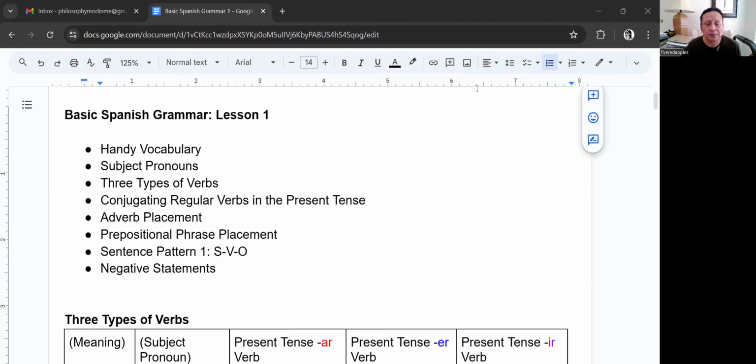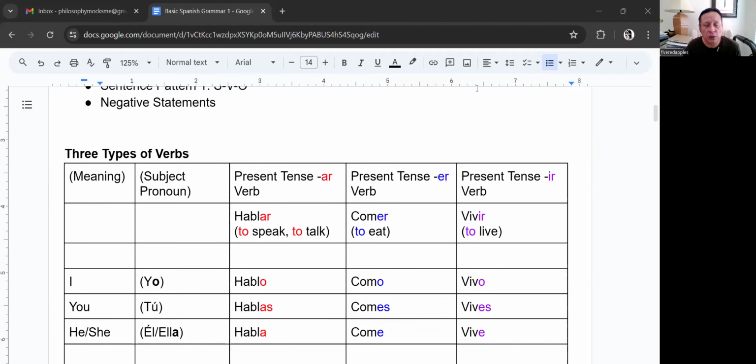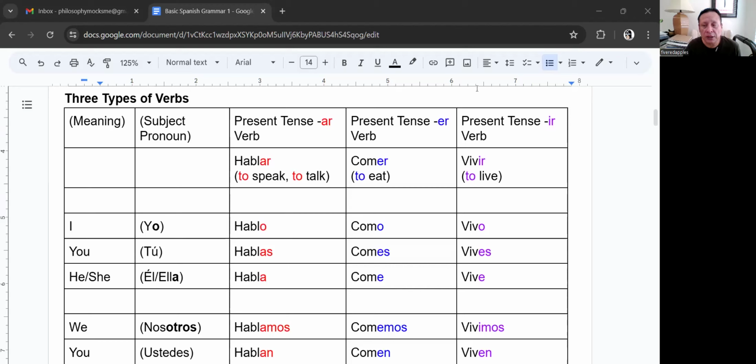Okay, so let's start here. Let's see if I can put this whole chart on the screen, or do I need to shrink this? No, I think I need to shrink it, which is unfortunate.